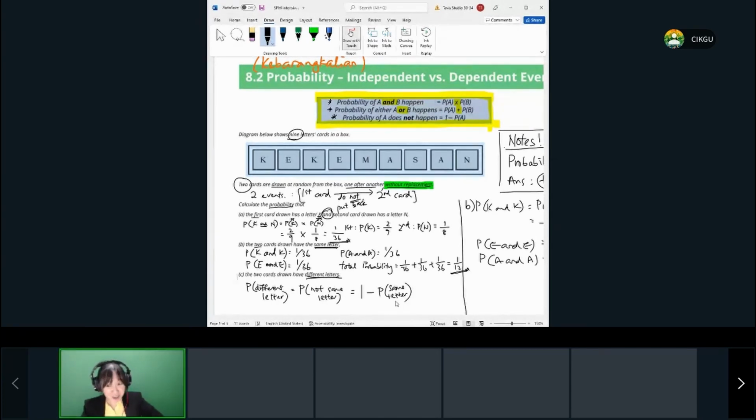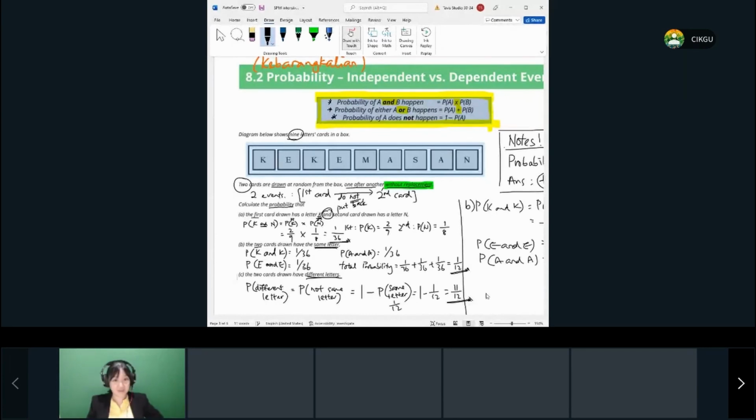Okay? So this one you think the other way around. Instead of listing down every single one, and then doing it 1 by 1 and adding all the probabilities, no, that takes too long. This one is faster. If you want different letters, that means you don't want the same letter. So you use 1 minus the probability of same letter, and you realize that the probability of having the same letter is part B. The 2 cards drawn are of the same letter, which is 1 over 12. We already found the probability of picking the same letter. So all you need to do is just 1 minus 1 over 12. Final answer, 11 over 12.